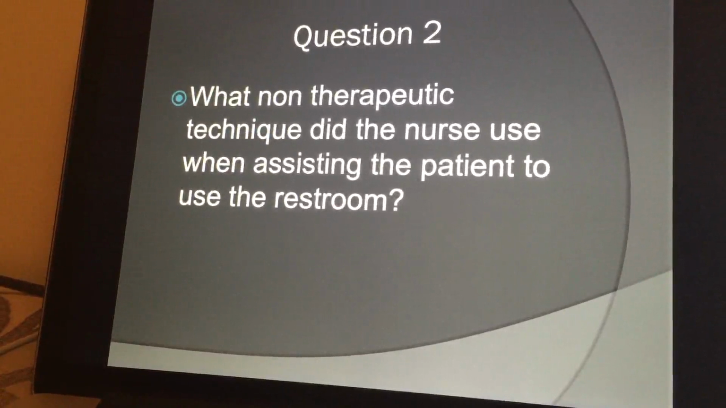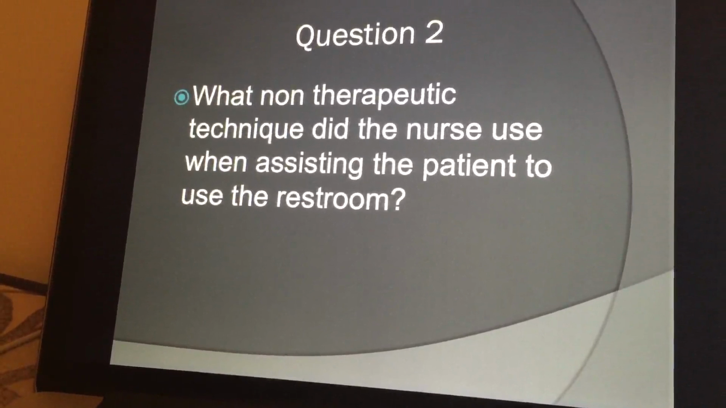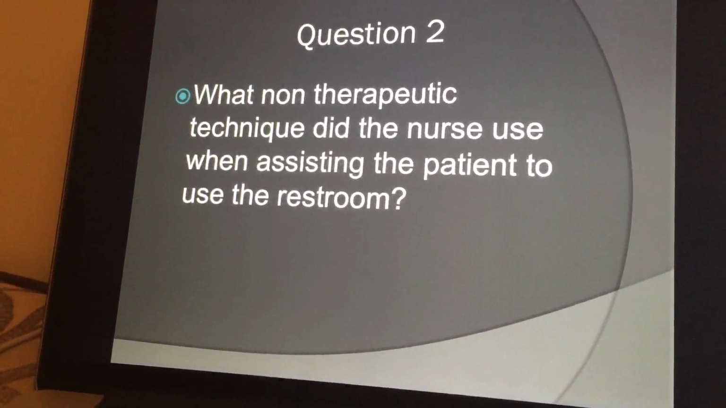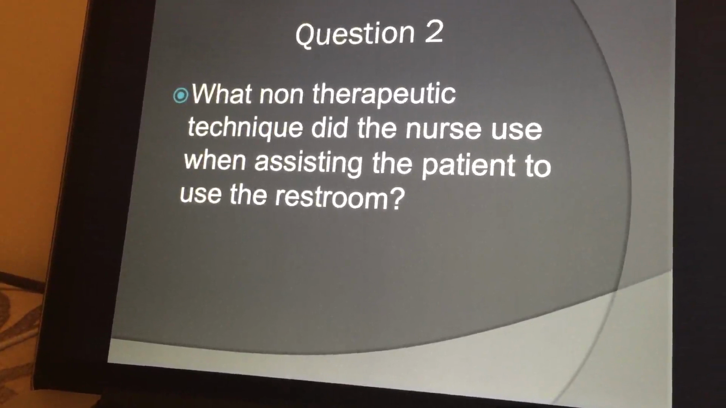Question 2. What non-therapeutic technique did the nurse use when assisting the patient to use the restroom? And again, you will have 1 minute to think about it before we give options.